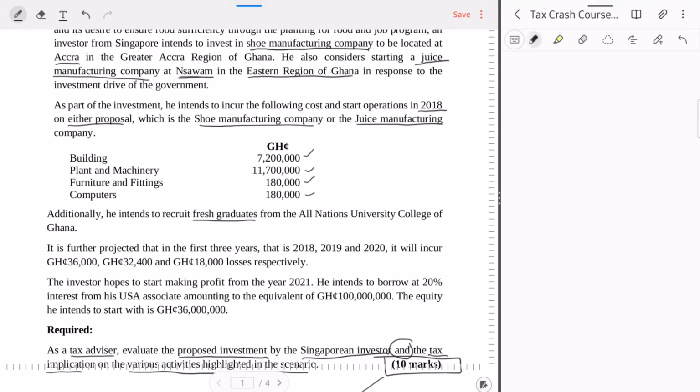So he intends to recruit fresh graduates from the All Nations University College of Ghana. So there's something called the Fresh Graduate Incentive provided under Act 896, which I will also mention.